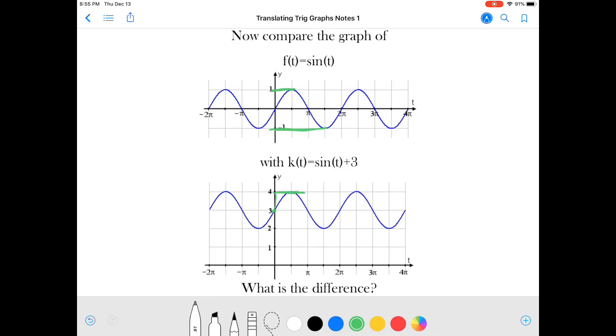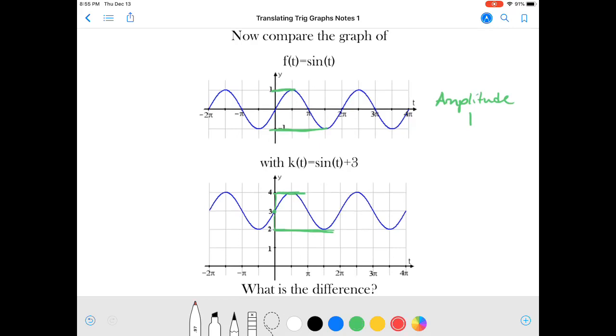So let's look at our amplitude. We go up +1 and down -1 in our original graph. With this graph, we start at 3 and go up to 4 and down to 2, which is still a change of only 1 in each direction, meaning our amplitude is the same. Our amplitude is still 1. Let's look at the period. The graph starts at 0 for our original graph and goes to 2 pi before it starts repeating. And this graph does the same thing. It starts at 0 and goes to 2 pi before it starts repeating. So the period is still 2 pi.